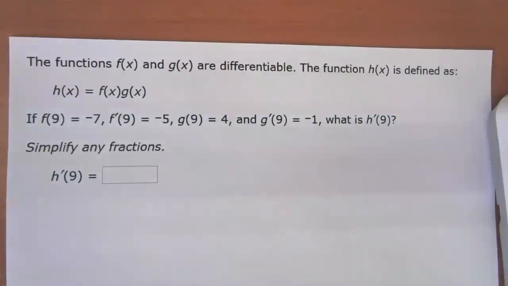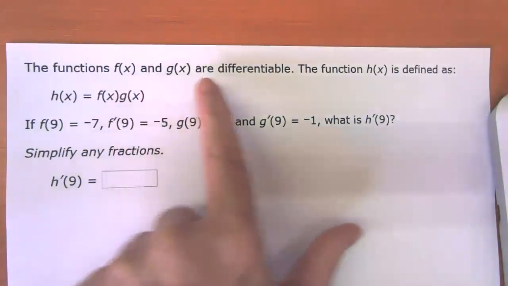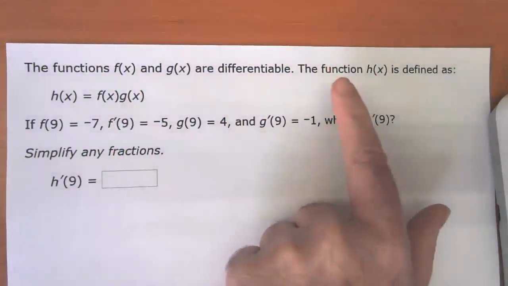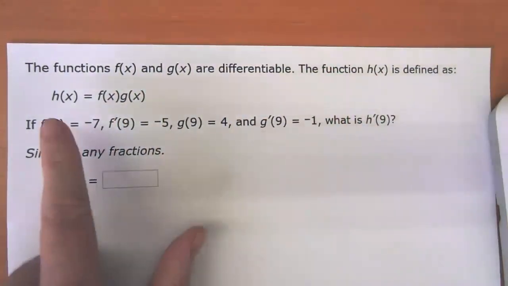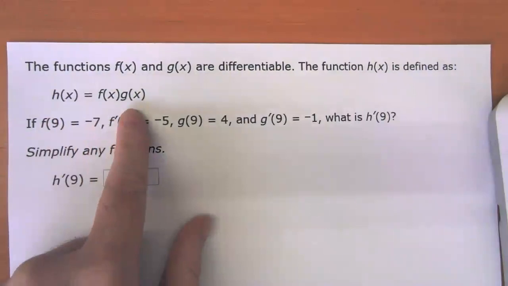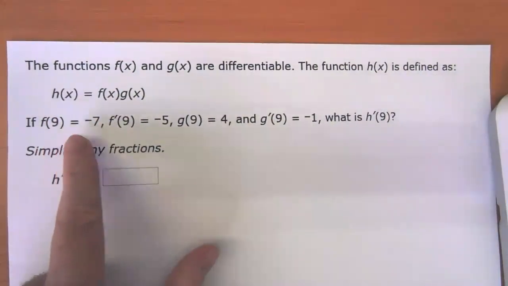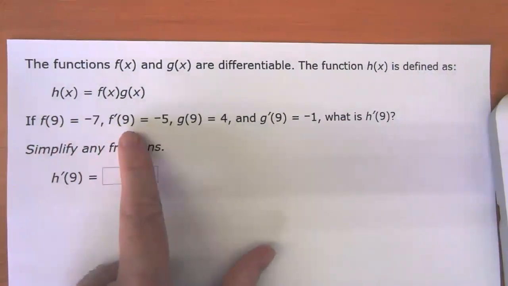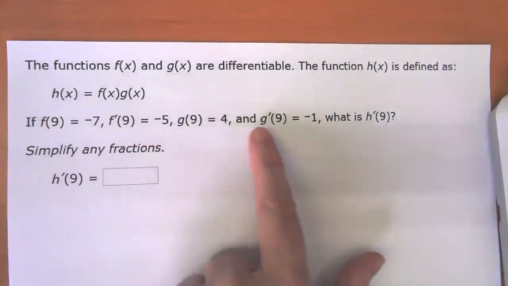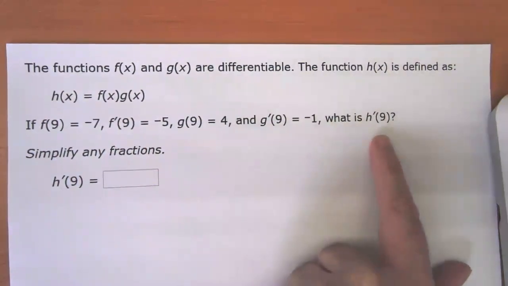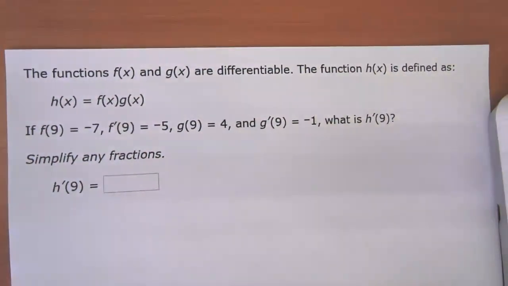All right, and this is something I pulled out of IXL. So the functions f of x and g of x are differentiable, and we've got this new function h of x defined as h of x is equal to f of x times g of x. And then they give us a whole bunch of values. If f of 9 is -7, f prime of 9 is -5, g of 9 is 4, and g prime of 9 is -1, what is h prime of 9?